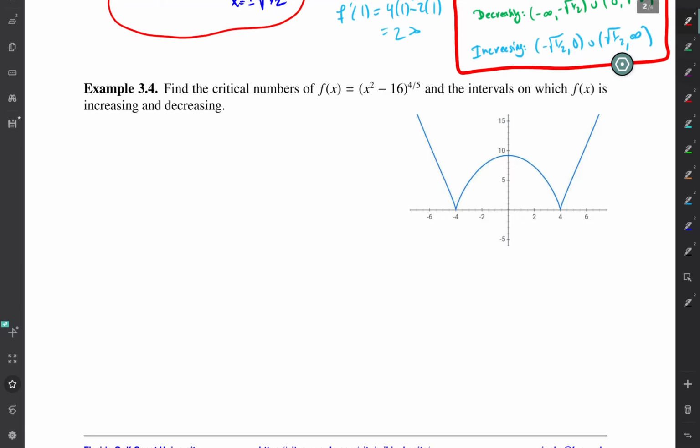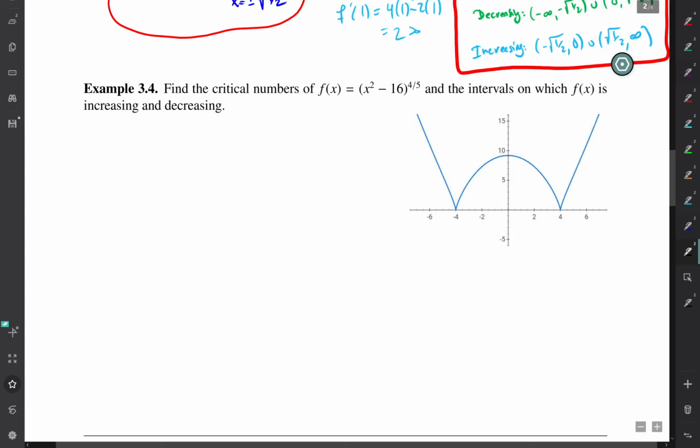Okay, in example 3.4, we're asked to find the critical numbers of this function, (x squared minus 16) to the 4/5, and then find the intervals on which this function is increasing or decreasing. To do this, we need to take the derivative using the chain rule.